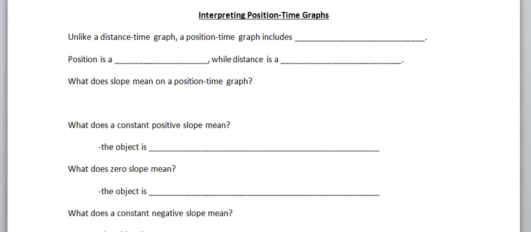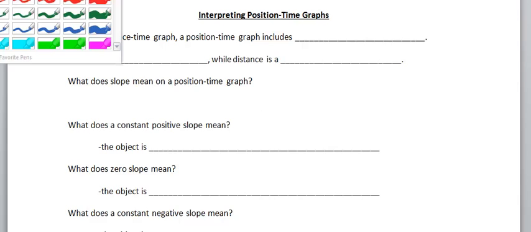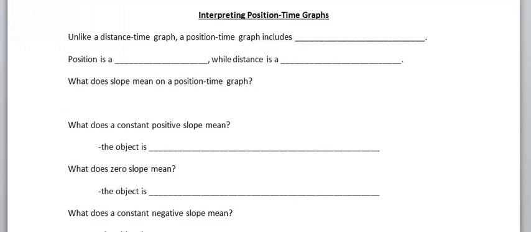In the previous video, we looked at interpreting distance time graphs. In this video, we're going to look at position time graphs. So unlike a distance time graph, a position time graph includes direction. So the direction could be north, south, east, west, for example. We could use positive or negative to indicate direction.